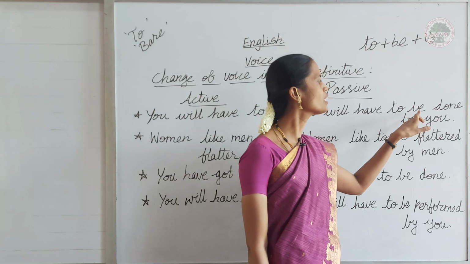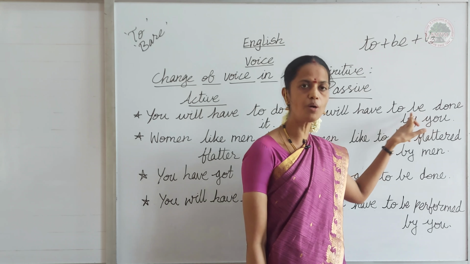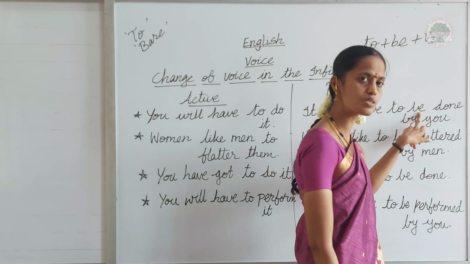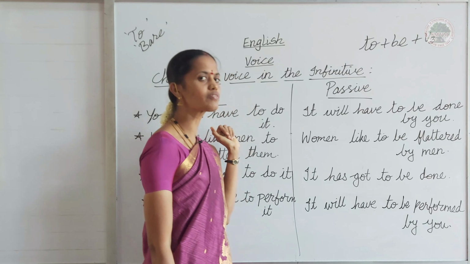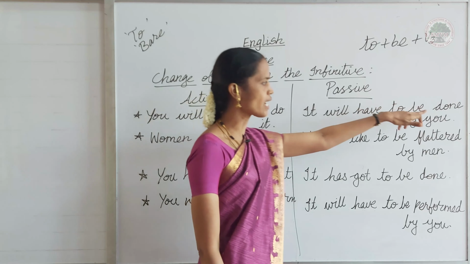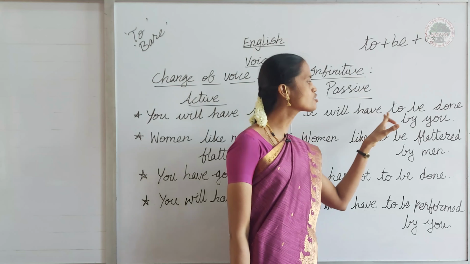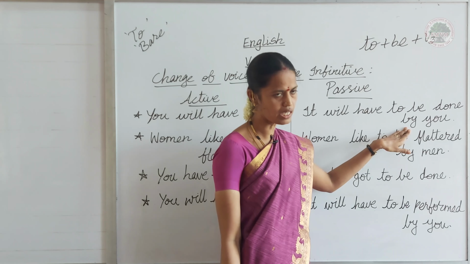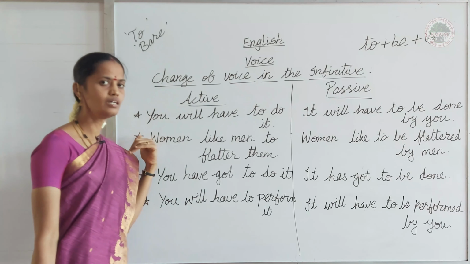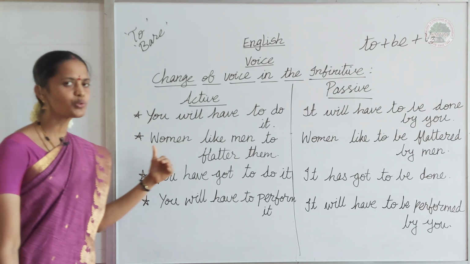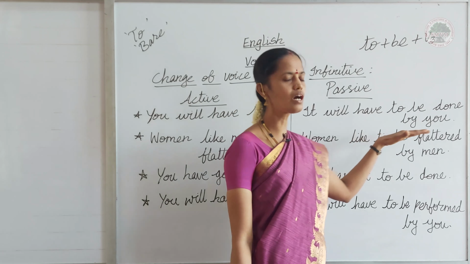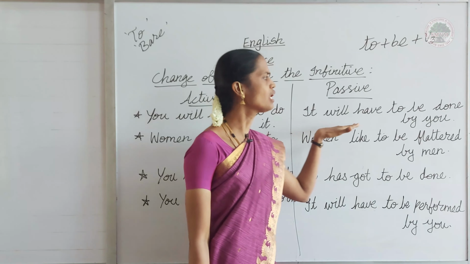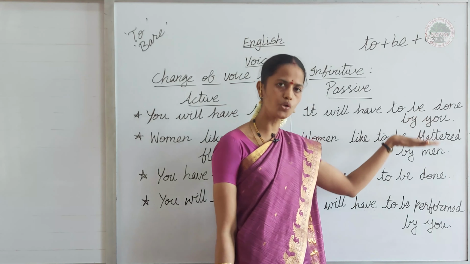As I stated, we have to introduce the be form of the verb, so we have introduced that be after to. Then the third form of the verb do is done. So it will have to be done. As usual, we'll be introducing the preposition by. Then what about the subject here? Here the subject is you. We are bringing that subject to the place of the object in passive voice. So it will have to be done by you.